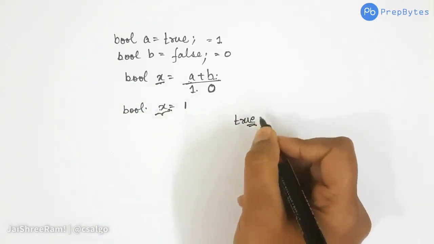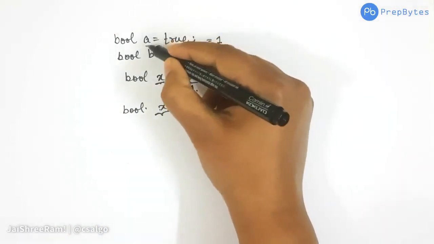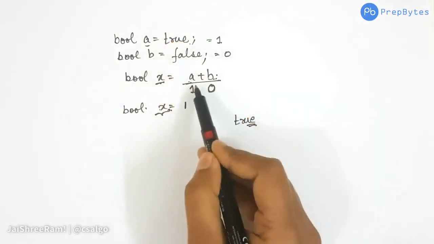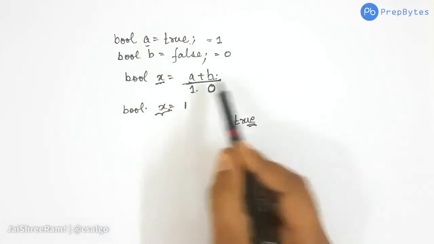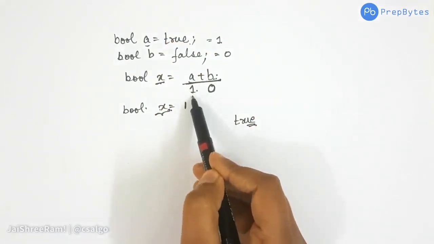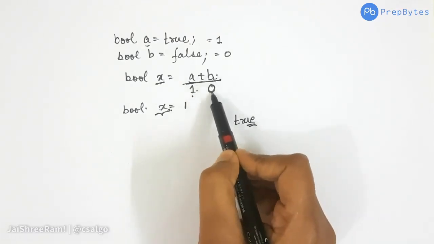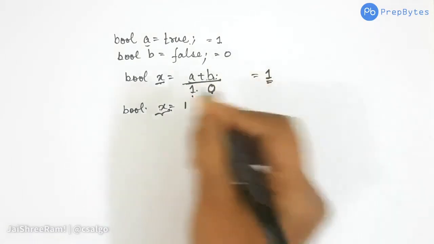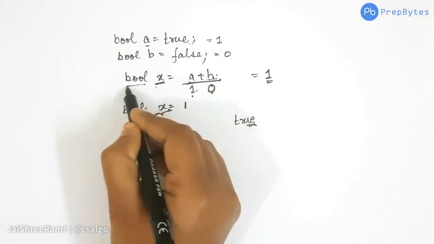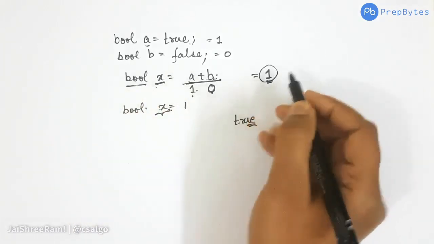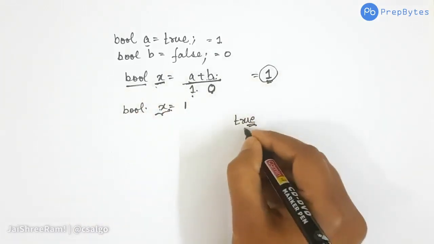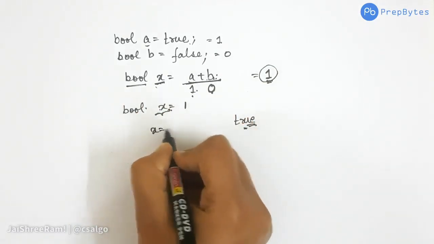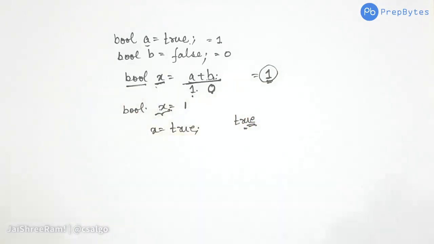So let's see what is happening here. First we have bool a equal to true, b equal to false. When we are doing the addition operation, a gets converted to integer 1, b gets converted to integer 0, and the result of a plus b is 1. Now since x is of data type Boolean, this 1 again gets converted to the Boolean data type, which is true, and hence x gets the value true. So just remember that if we convert bool to an integer, we get 1 for true and 0 for false.